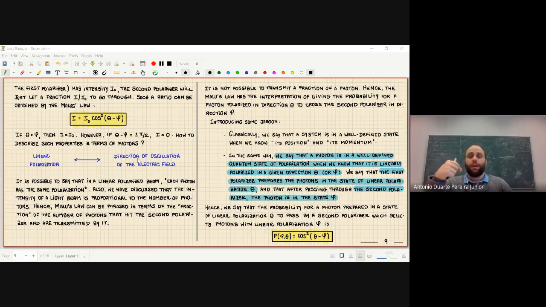So we are learning how to describe a quantum state of a photon in a given polarization, and we are learning how to compute the probability of getting a photon with polarization phi if the photons that were sent against the polarizer are polarized in the direction theta. So we are introducing these concepts that are the core of quantum mechanics.